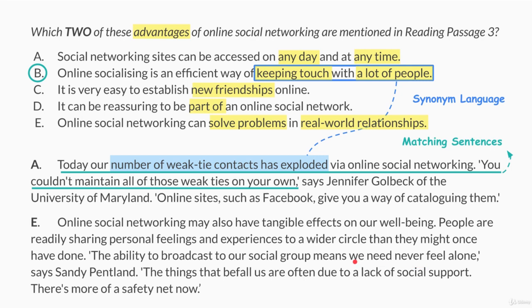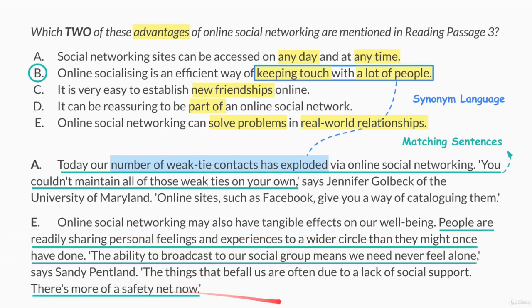Here it says, we need never feel alone. That's an advantage. Here it says, there's more of a safety net now. We feel safer. That is also an advantage. So here it talks about a bunch of different advantages. So now that I have located this area, here what I have is my matching sentence. This is my matching sentence. I know that I'm going to find my correct answer choice somewhere around here. So now what I'm going to do is I'm going to start to look for the specific keywords from the answer choices.